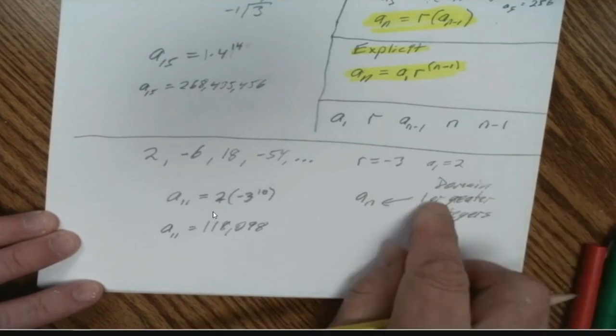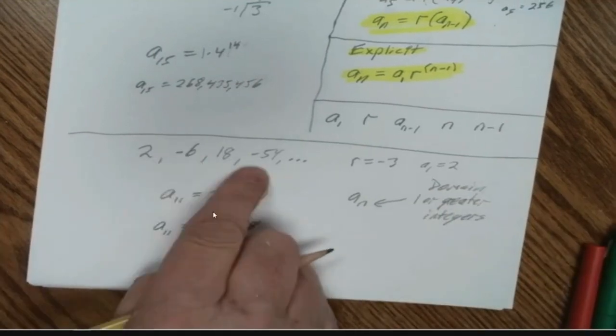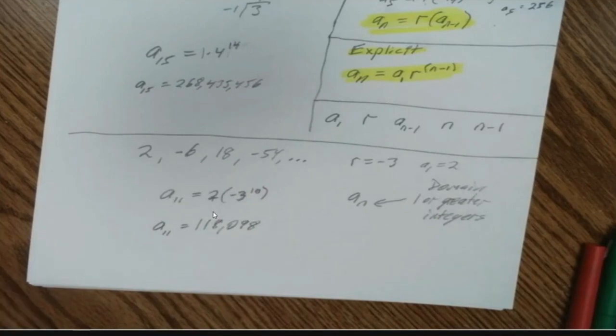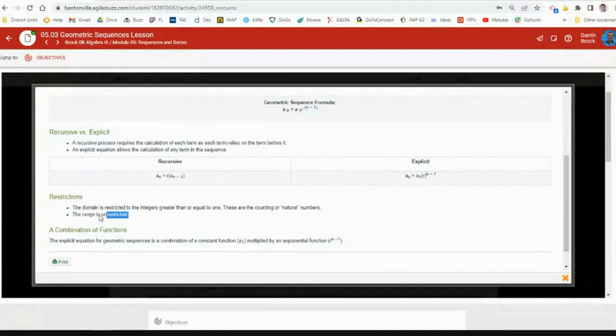But again, the range can be anything, right? It can be positive numbers, it can be negative numbers. There's no limit to the range, but we are limited on the domain. The range is unrestricted.